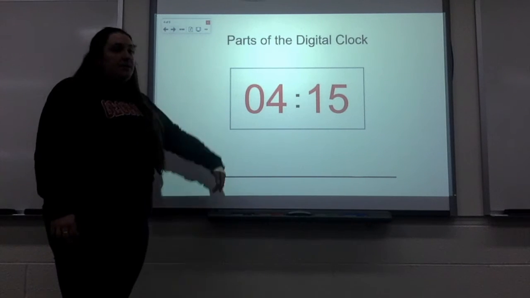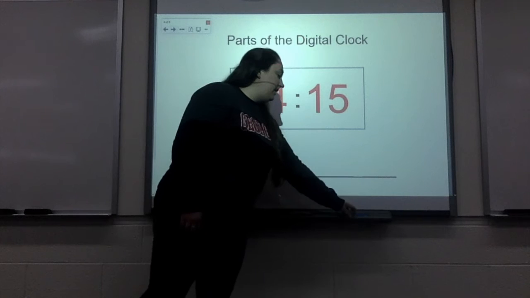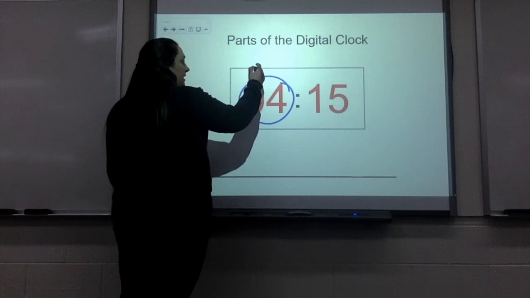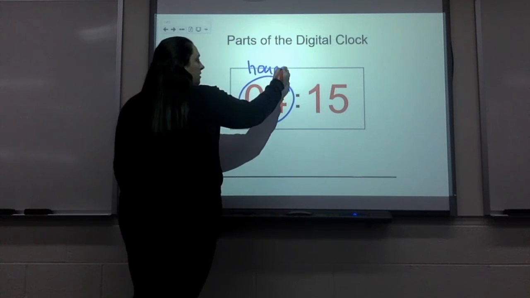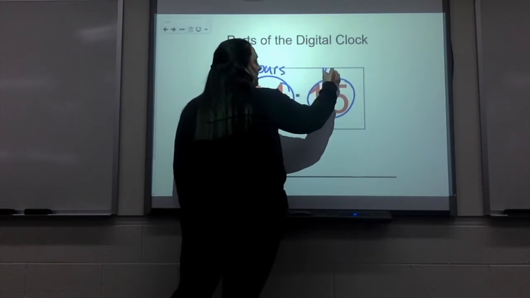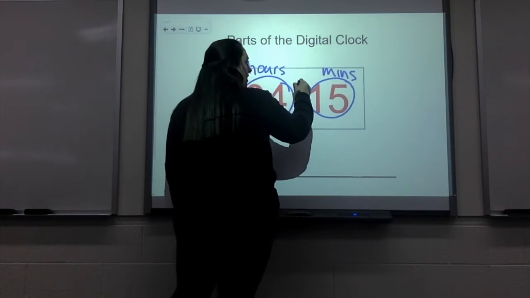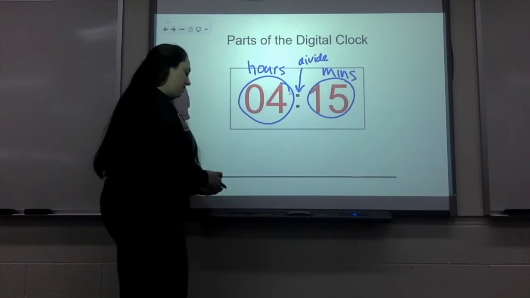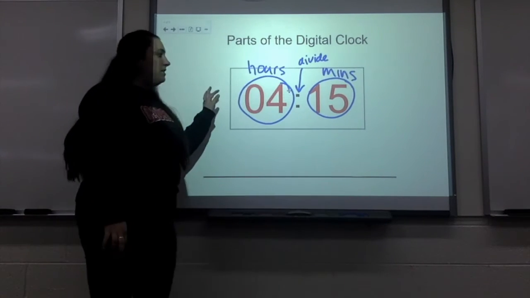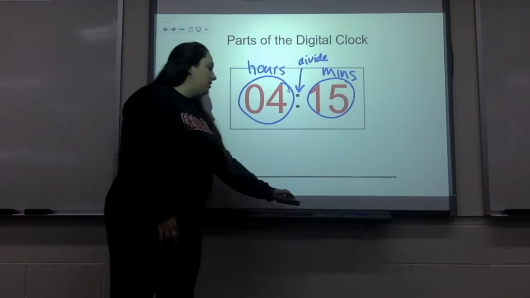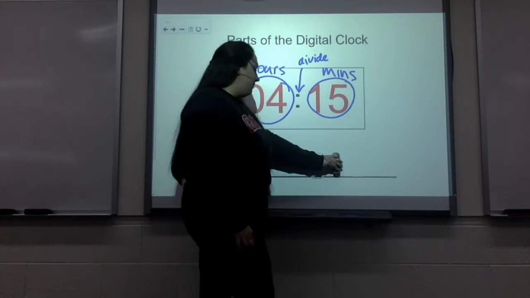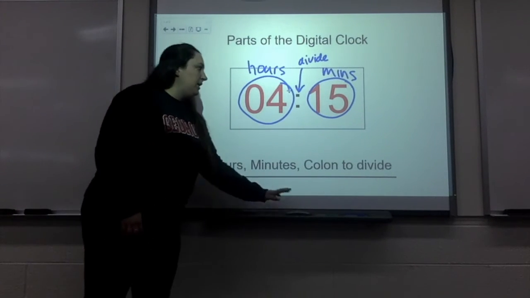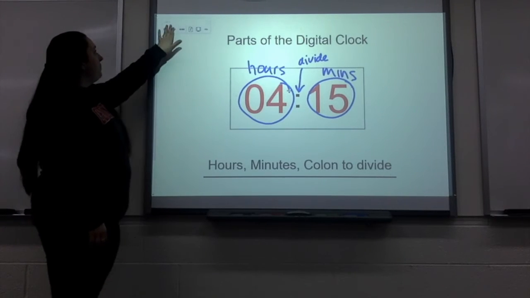Next, we'd look at the parts of a digital clock. So for this, I'd have the kids identify what they already knew, and that this is our hours, and that this is our minutes. And then we have our little colon to divide. And at this point, when we're done identifying parts of the digital clock, here at this line, I have all the different parts of the clock so that we can check our work and make sure we know everything we need to know.